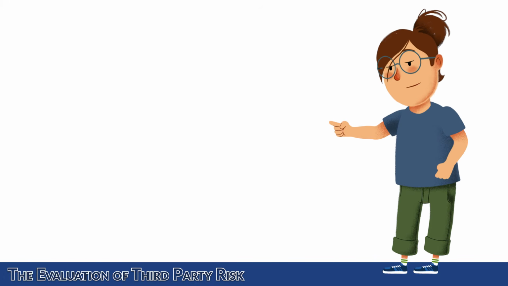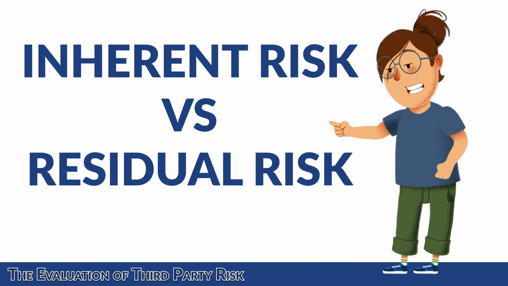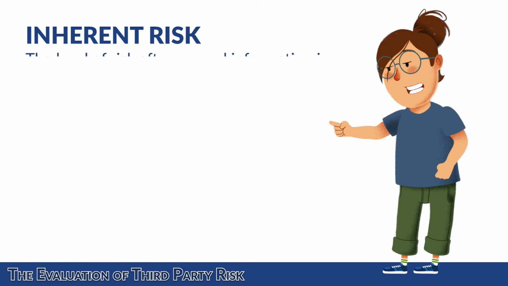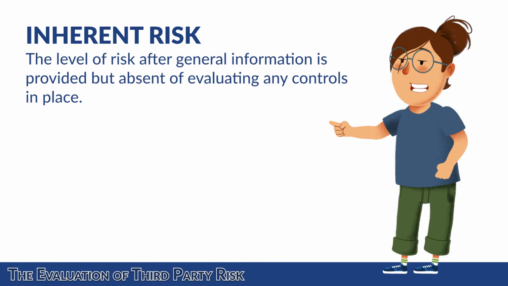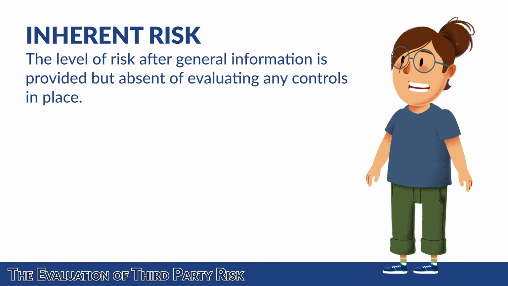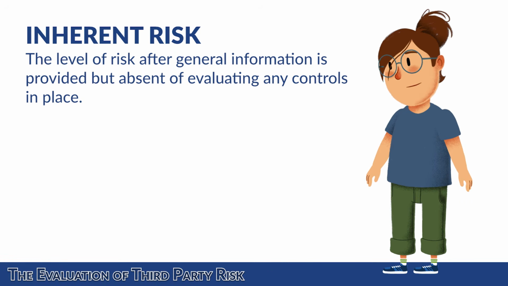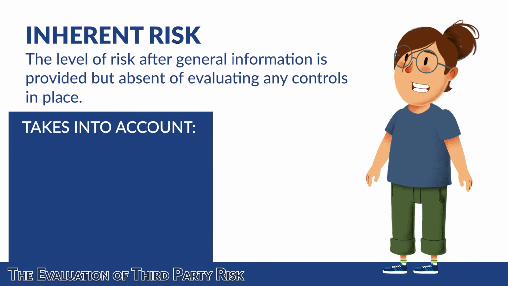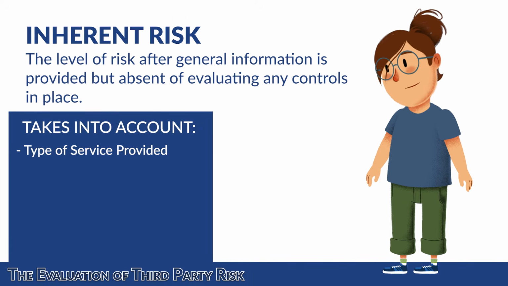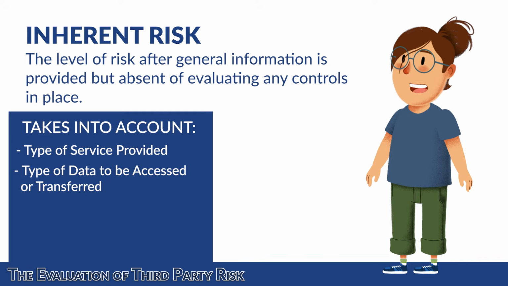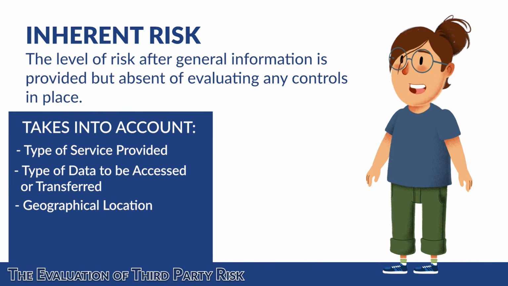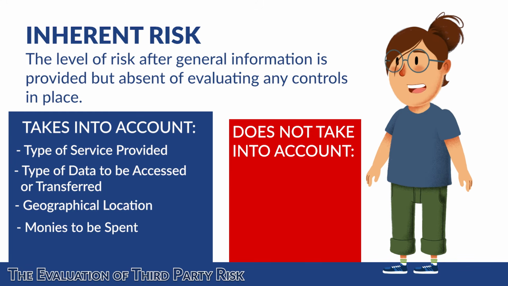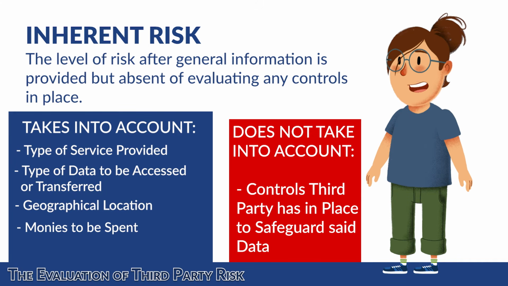There are two types of risk: inherent risk and residual risk. Inherent risk is a level of risk after general information is provided, but absent of evaluating any controls in place. The inherent risk of a third party takes into account the type of product or services provided, type of data that will be accessed or transferred, geographical location of the third party, and monies to be spent. But it does not take into account the controls the third party has in place to safeguard said data.